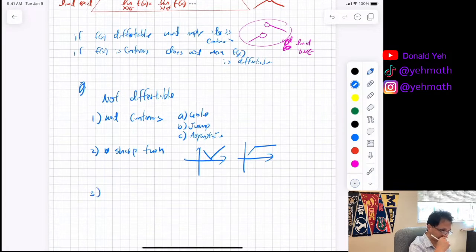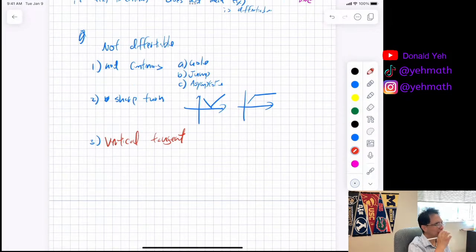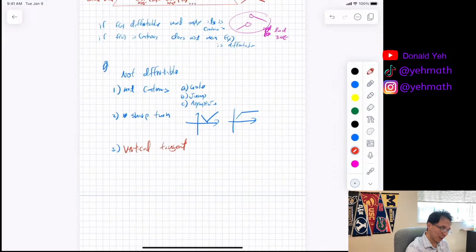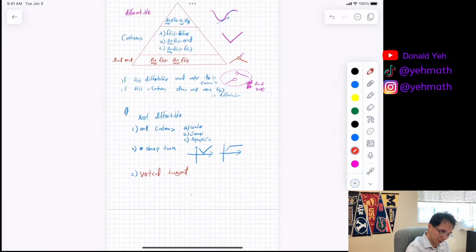Third, this one is kind of hard to understand, and a lot of people forget about it. It's called a vertical tangent. A vertical tangent is not differentiable because at a vertical tangent, the slope is undefined. I'll give you an example. This one is where a roller coaster doesn't really make sense, because you are going to get some type of roller coaster like this, right? But the part that is not differentiable is this part, because that slope is undefined. This is not differentiable.